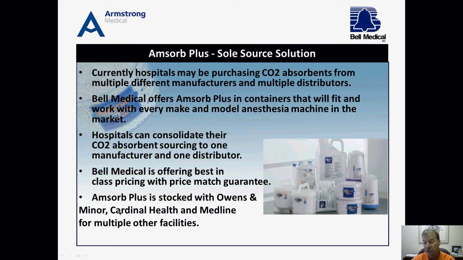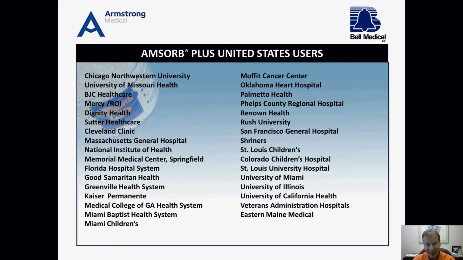Amsorb Plus is also stocked by Owens & Minor, Cardinal Health, and Medline for multiple facilities. So basically, we have contracts with arrangements with Cardinal. They give us tracing. So if your hospital uses Cardinal or Owens & Minor as their just-in-time delivery system and they want to go to Amsorb Plus, they can easily get that through on a daily basis through their just-in-time manufacturer, and it works out great for us. These are some of the reference accounts that are using Amsorb Plus throughout the country.